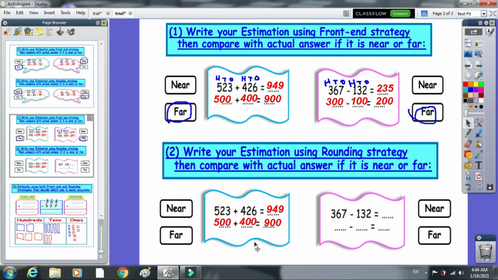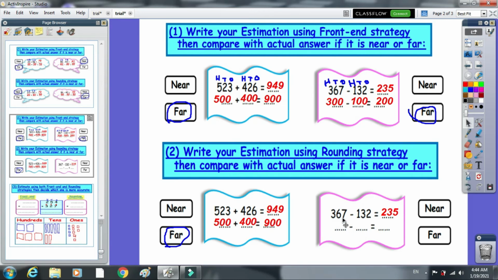as we get from the first way, which is front-end estimation. So here if we compare the two numbers together, we will find that they are far. So here we will select far. Another example here, 367 minus 132. We said that the actual difference from before equals 235, and I will round each number to get the estimated difference.